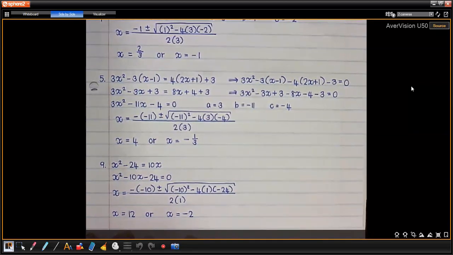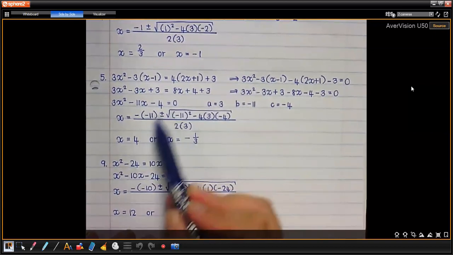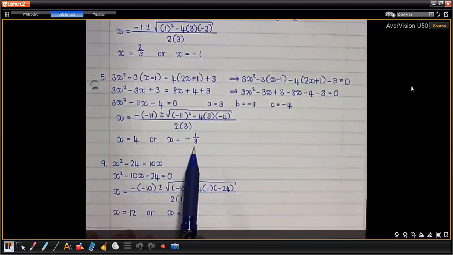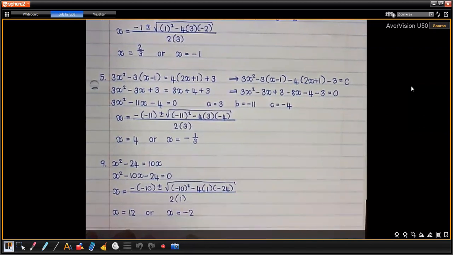Okay, so then you get 2 answers. Did anyone use these 2 answers? 4 and negative a third. For this one, you can write negative 0.33 also if you want. Okay, that's fine.